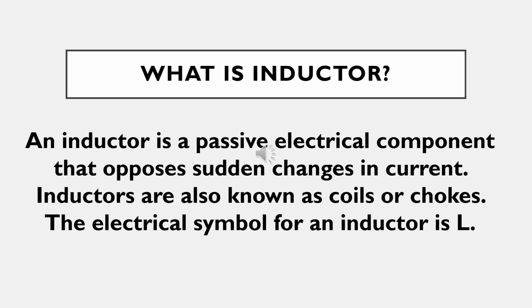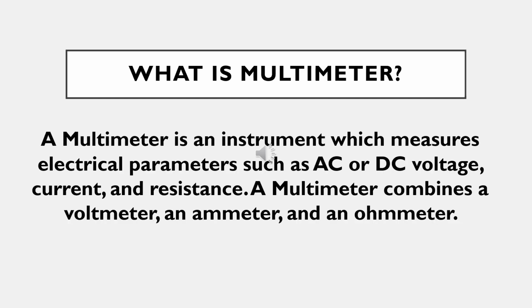What is an inductor? An inductor is a passive electrical component that opposes sudden changes in current. Inductors are also known as coils or chokes. The electrical symbol for an inductor is L. A multimeter is an instrument which measures electrical parameters such as AC or DC voltage, current, and resistance. A multimeter combines a voltmeter, an ammeter, and an ohm meter.